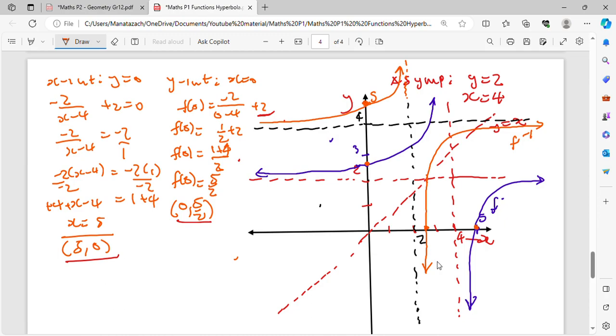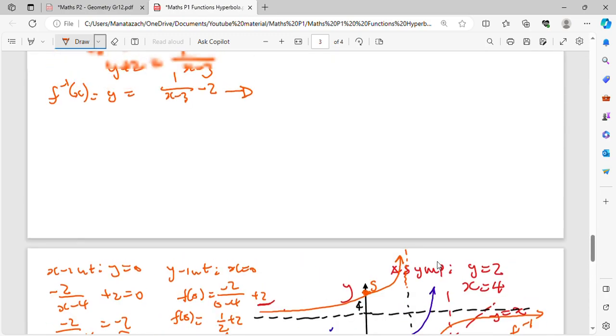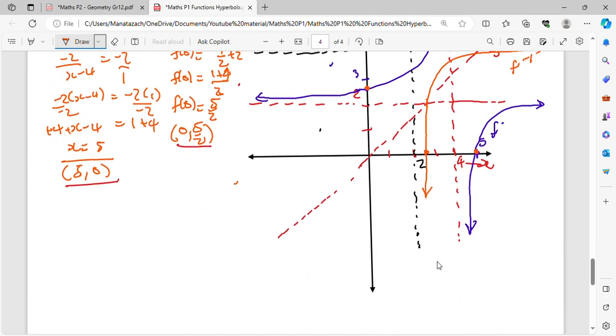Okay, we've come to the end of our lesson. Wait a minute. Just question B, right? Okay, before we come to the end of the lesson, let's do question B, where we write the equation of the inverse.